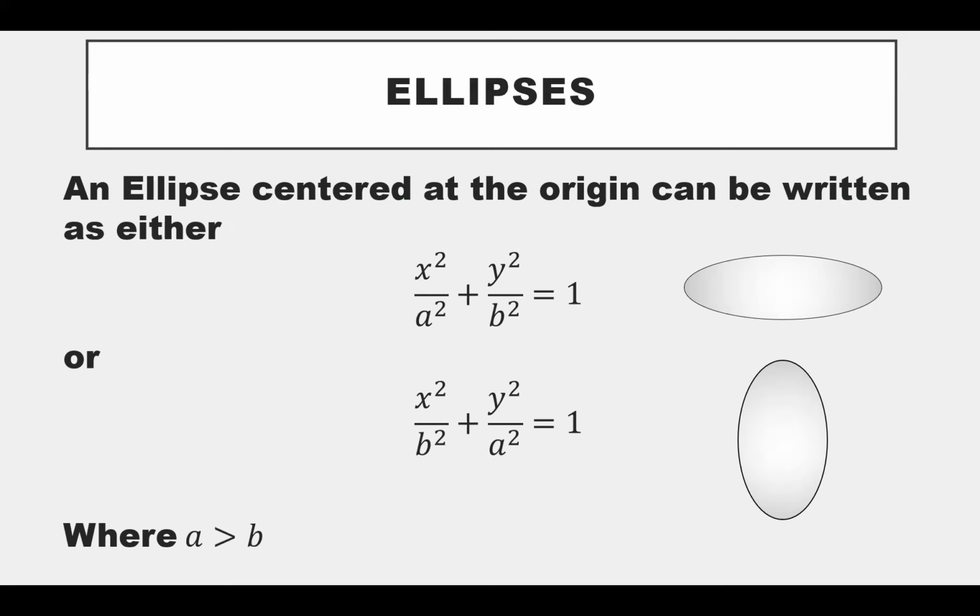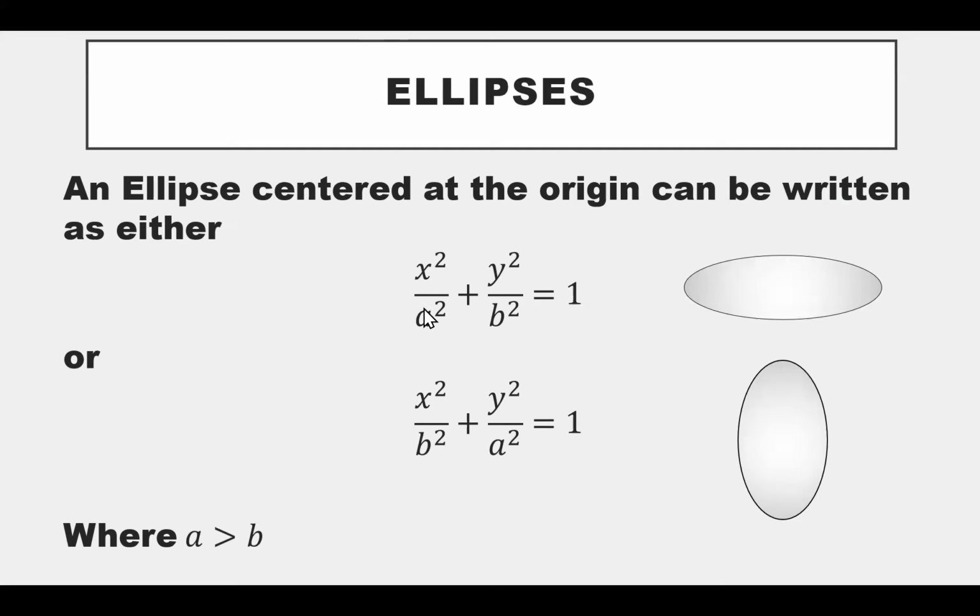If we center an ellipse at the origin, then we can write the equation of the ellipse as either x squared over a squared plus y squared over b squared equals 1, or as x squared over b squared plus y squared over a squared is equal to 1. The only difference between these two equations is which variable has the bigger number beneath it. So we'll call the a the bigger number.